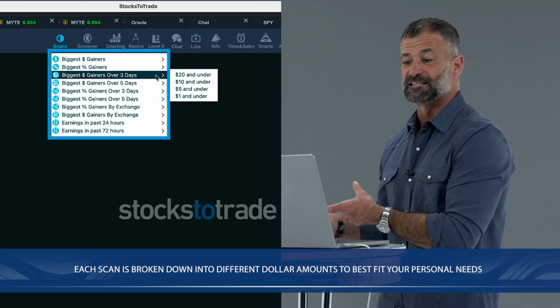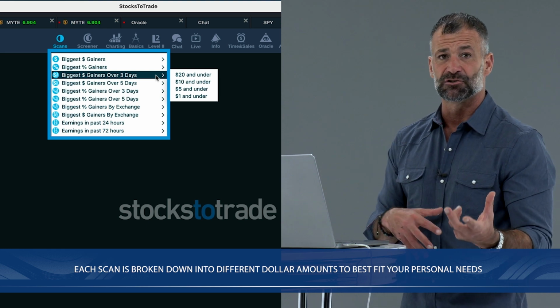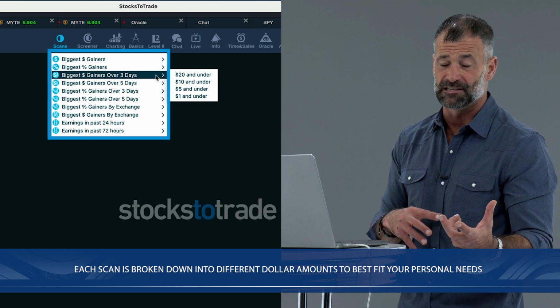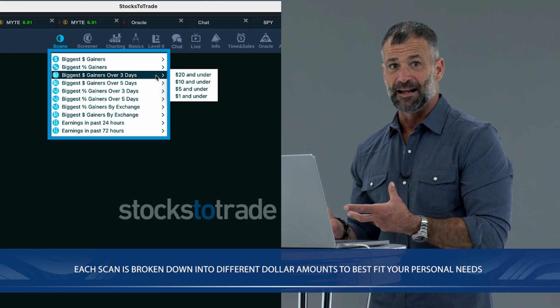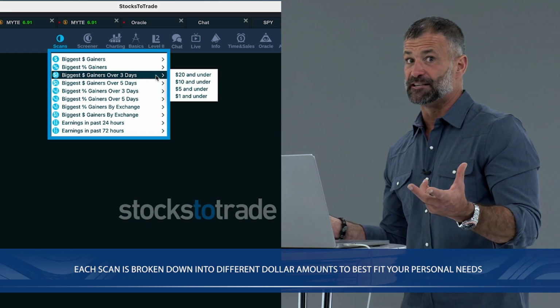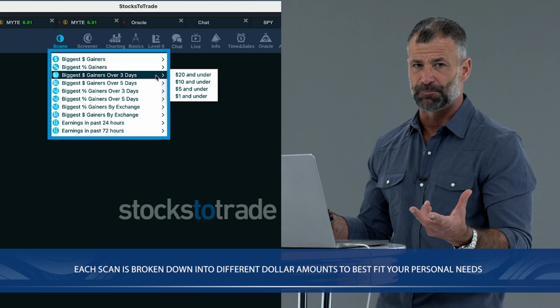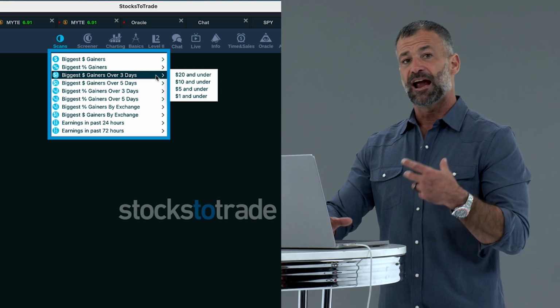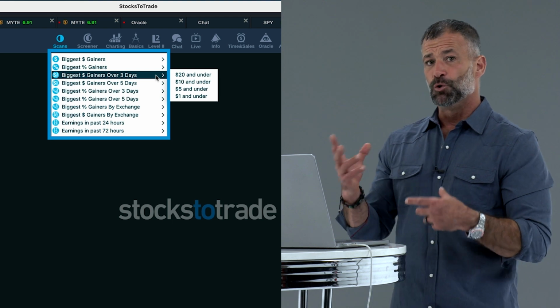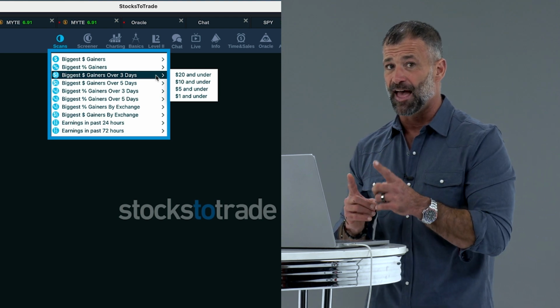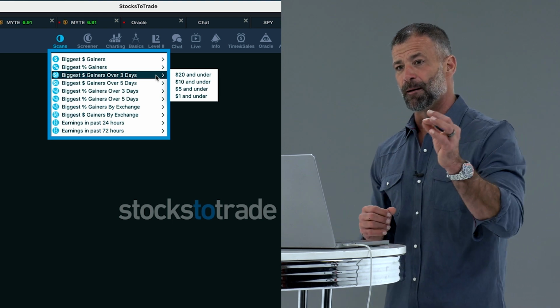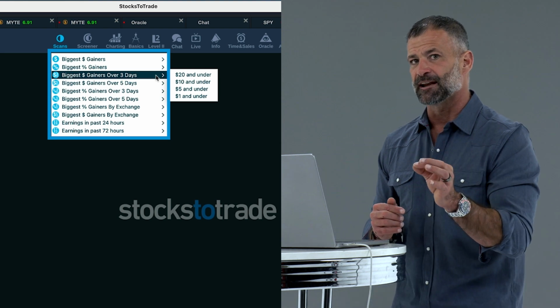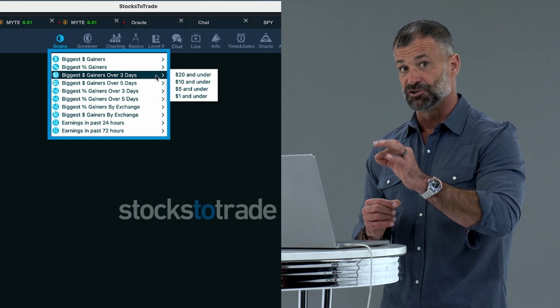So we can look at the biggest dollar gainers and percent gainers over 3 and 5 days. The 3-day scan catches the day 3 surge. Maybe you've heard of the day 3 surge pattern. It's actually built for the day 3 surge. And then the 5-day one, you won't get a ton of matches on that, but that's a good thing. Remember, the better a scan is, the fewer matches you will get.